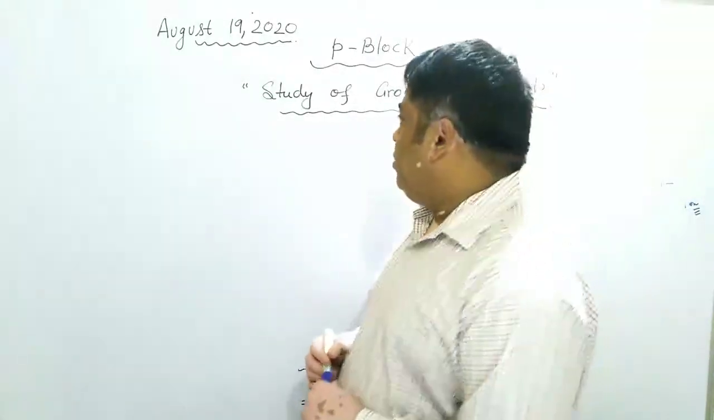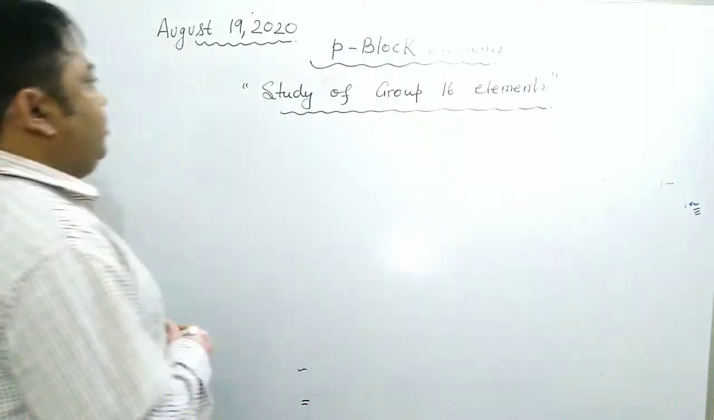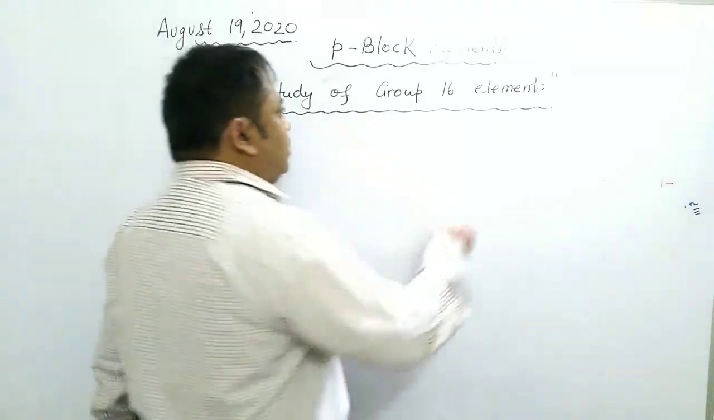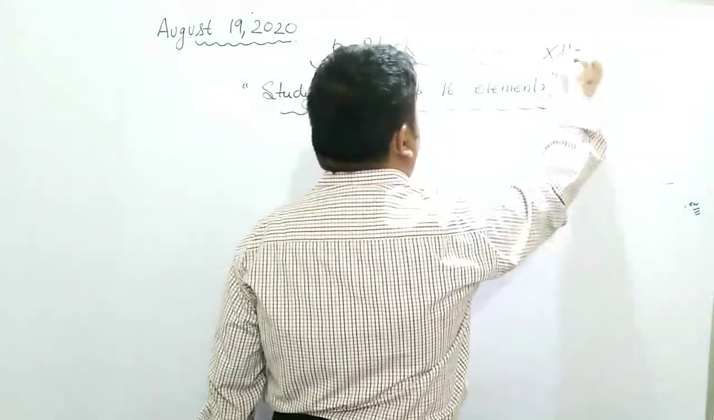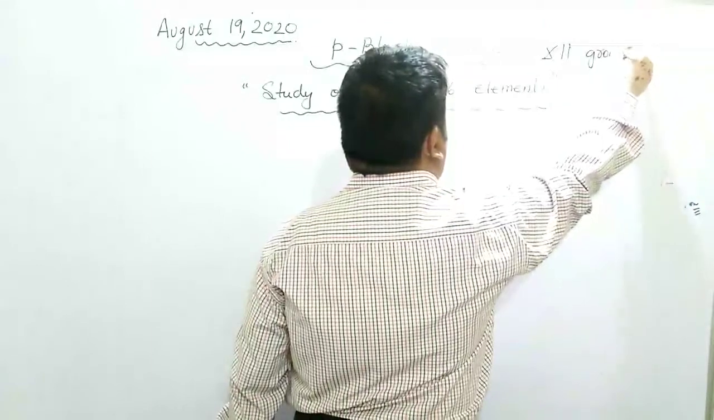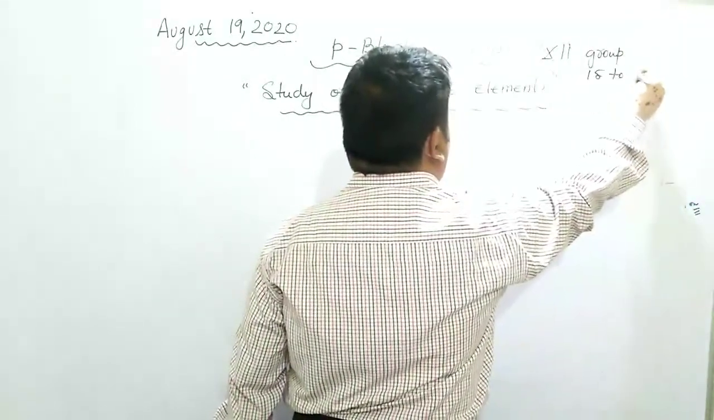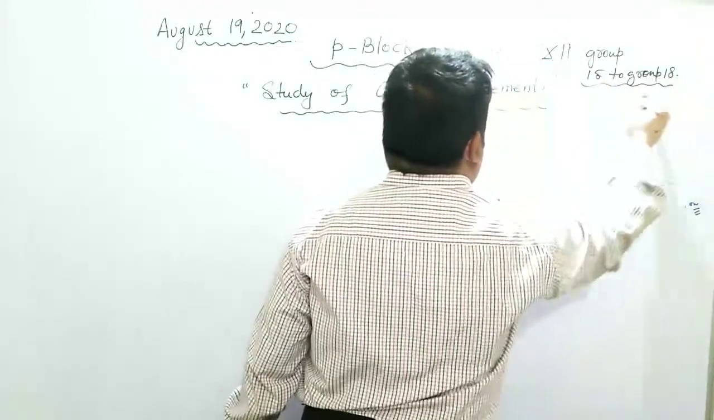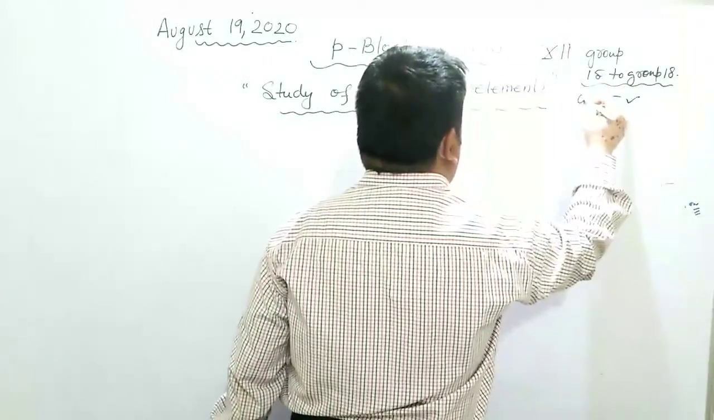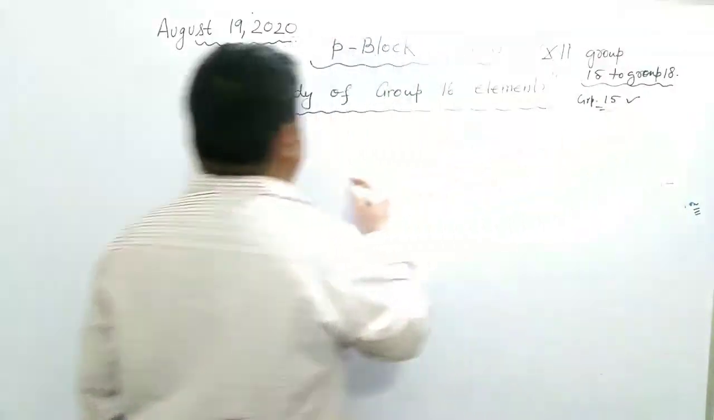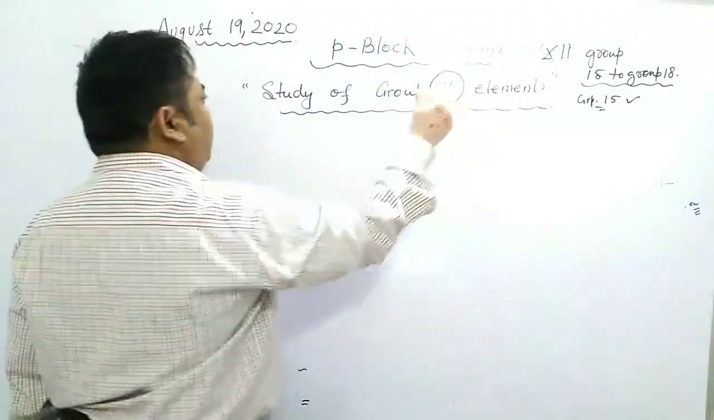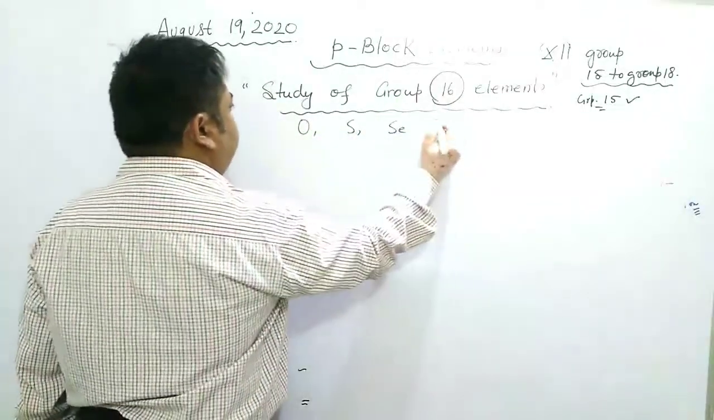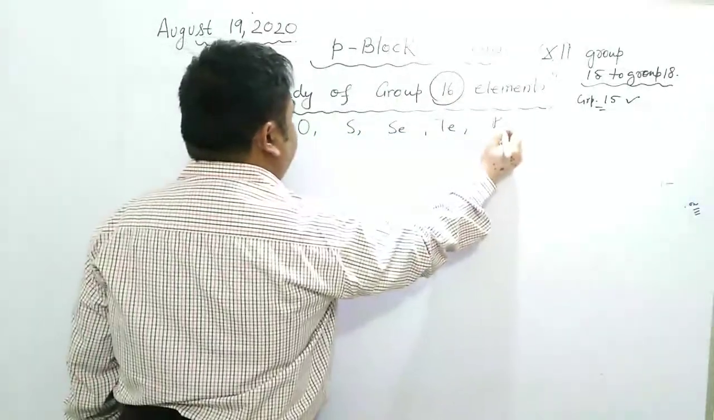Now we have to study about group 16 elements. In class 12 we have to study from group 15 to group 18. So group 15 we have done already. We will be starting group 16 now. In group 16, the elements which are there are oxygen, sulfur, selenium, tellurium and polonium.